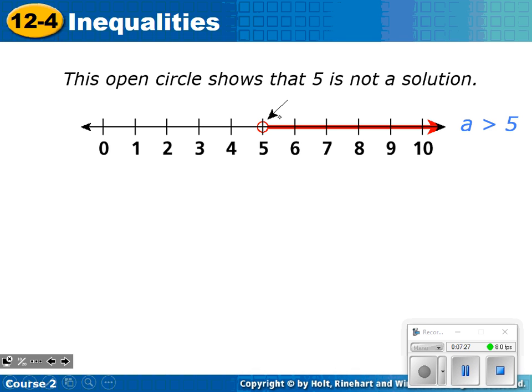Okay? So you know how we said before, is 10 included, is 15 included, whatever? Right now, is 5 included? 5 is not included, so what we do is we draw an open circle. It's just a circle. And because it's greater than, we shade it to the right.